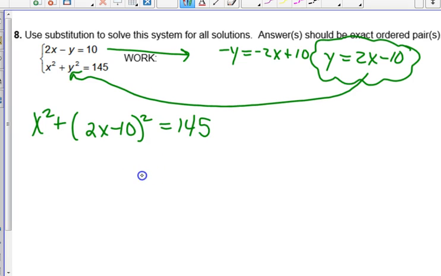And I am so proud of you all. You have gotten really good at remembering that you have to FOIL this out, right?